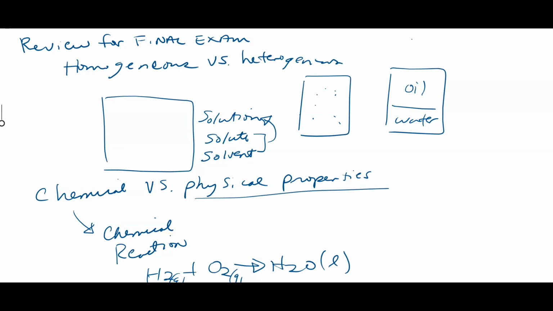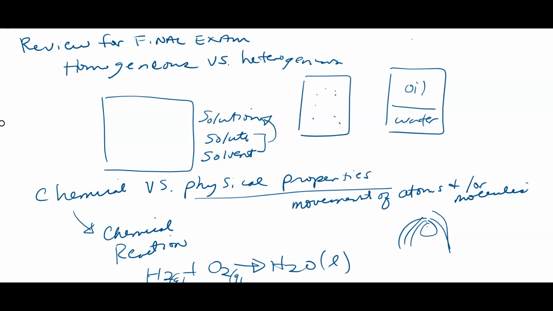Physical properties is when you have movement of atoms and or molecules. So when you have long hair, and somebody cuts it, that is a physical property. That's where you've moved molecules apart. Anytime you're moving molecules or atoms, separating them from each other, that's a physical property.